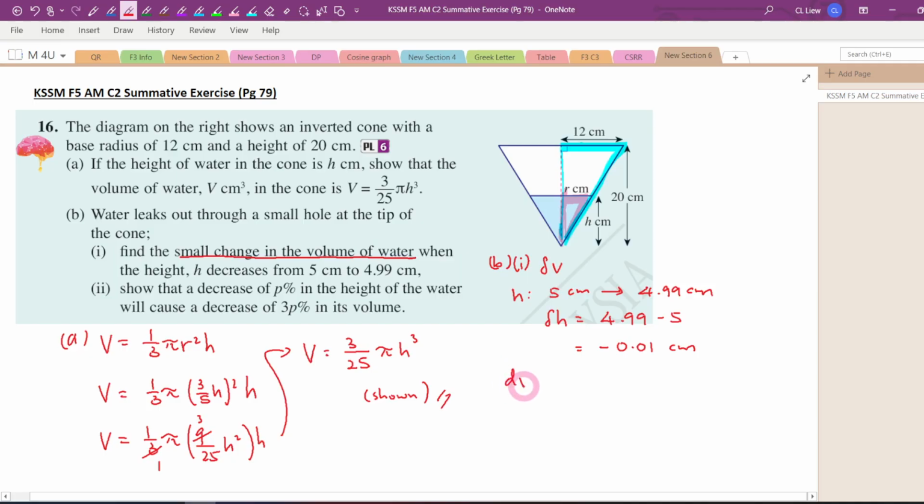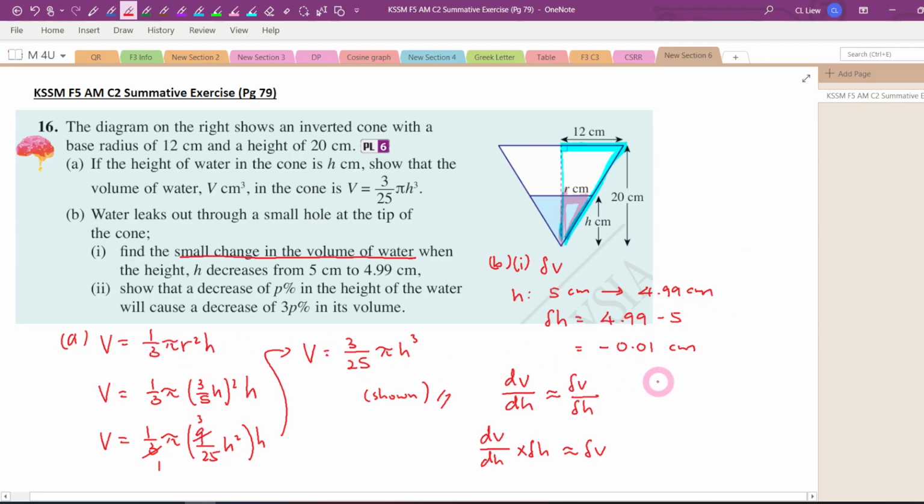So we know that dV/dh is approximately equal to delta V over delta h. So if we want to find delta V, we can just use dV/dh times delta h, right? Now the problem is we don't have dV/dh. Do we have delta h? Yes, which is equal to negative 0.01. So what we need to do now is find dV/dh.